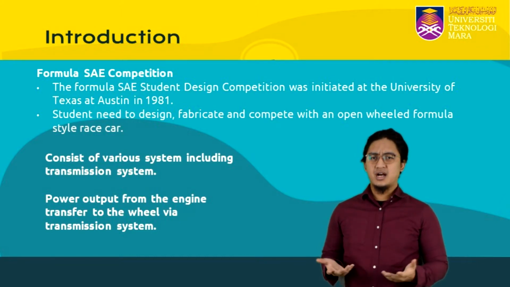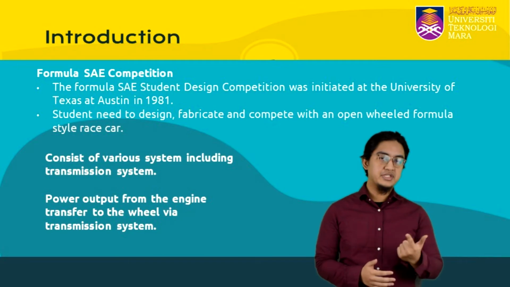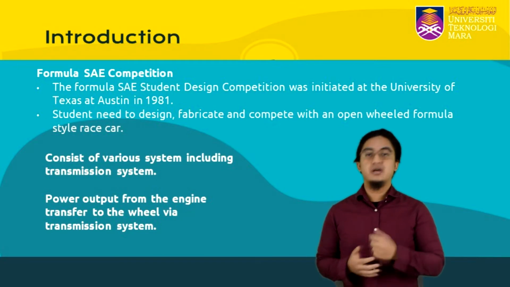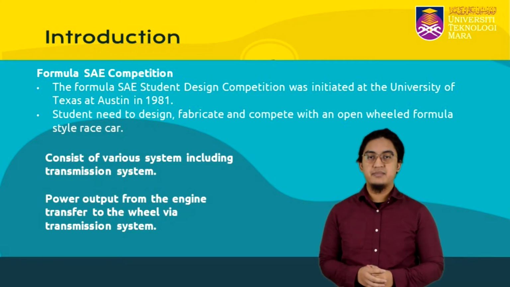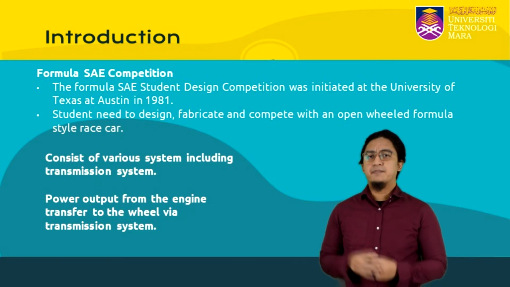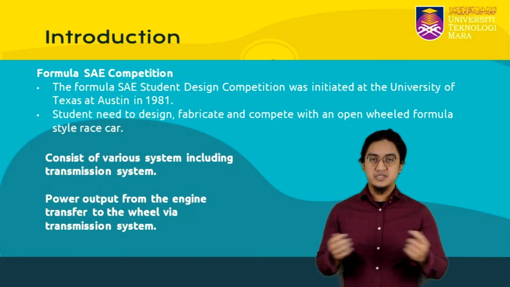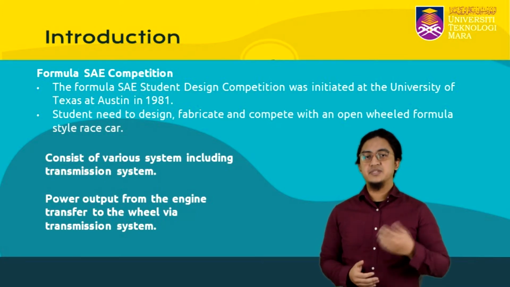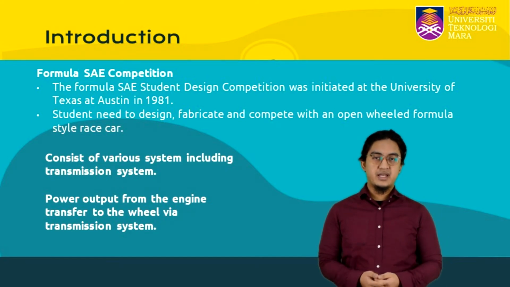Just like a commercial car, the FSAE car has several systems that make the car run, for example, braking system, powertrain system, and transmission system. This project focuses on the transmission system of UiTM FSAE car. The power output from the engine will be transferred to the wheel via the transmission system. Thus, the transmission system will exert several forces from the engine and the wheels.